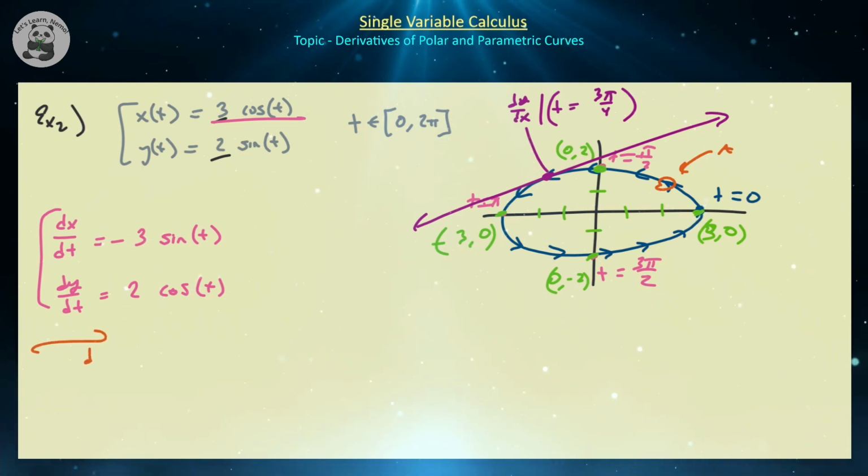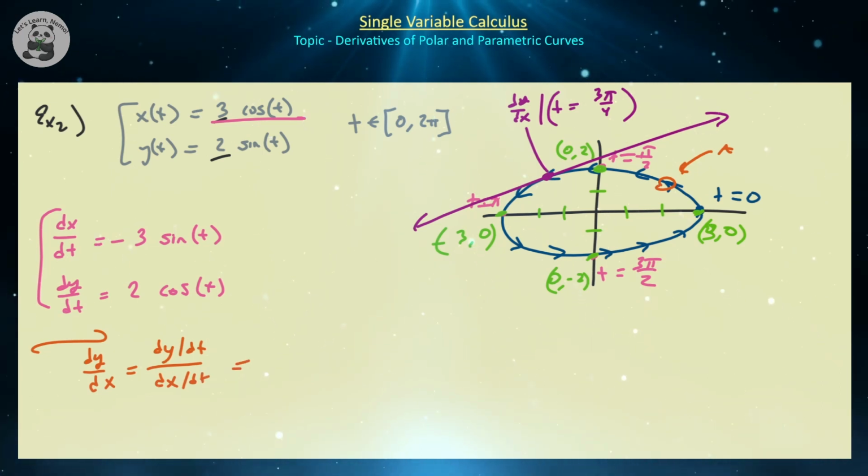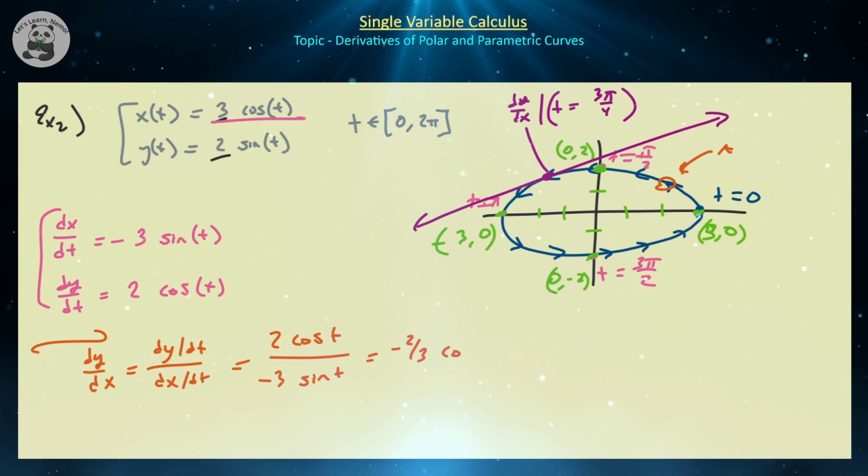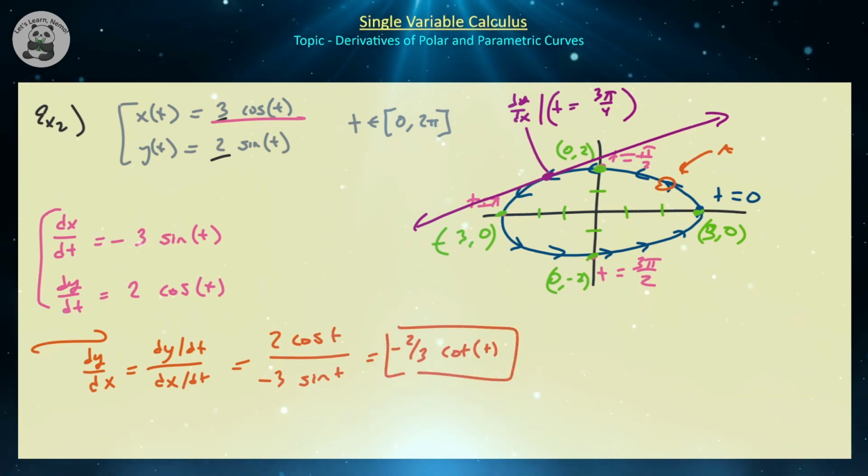So dy/dx will be equal to (dy/dt) over (dx/dt). So that's going to be equal to what? That's going to be equal to 2 cosine t over minus 3 sine t, which we can write as minus 2/3 cotangent of t. So we can plug in any point there, get some number, and that's going to give us the interpretation.